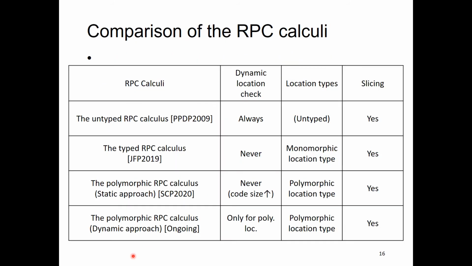This slide shows a comparison among the RPC calculi. To support the slicing compilation of the polymorphic RPC calculus, there are two approaches. One is a static approach that is described in the sequel paper. The other is a dynamic approach that we are currently working on.